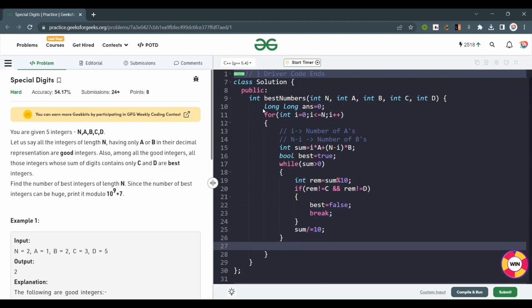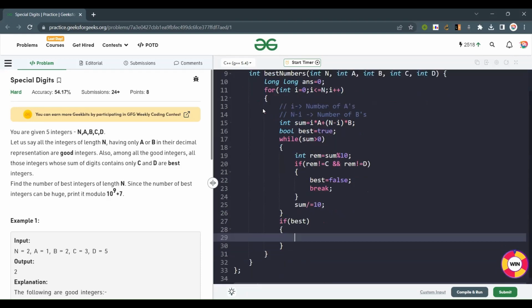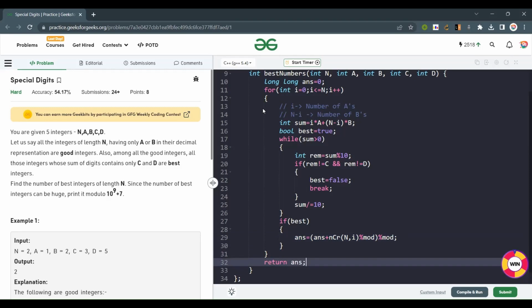Now if it is a good integer, then I will add all the permutations of this NCR. We will create a function NCR, let's say, with n and i. NCR is actually a mathematical thing, so if you know this, you will get it. We take modulo mod because the answer can exceed the limit. We have already said we have to do modulo mod, add, and then return the answer. Now our main aim is to generate NCR.